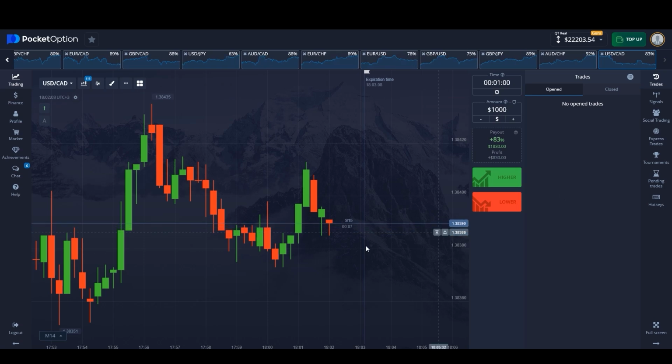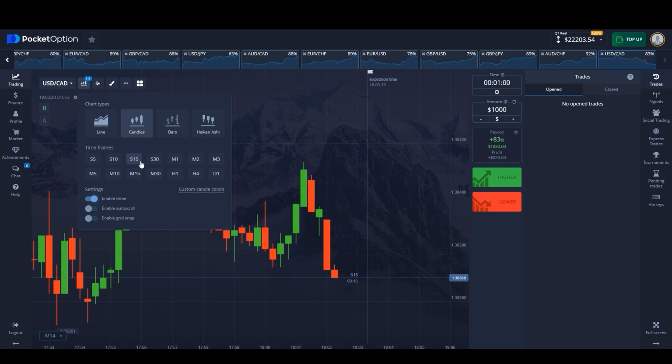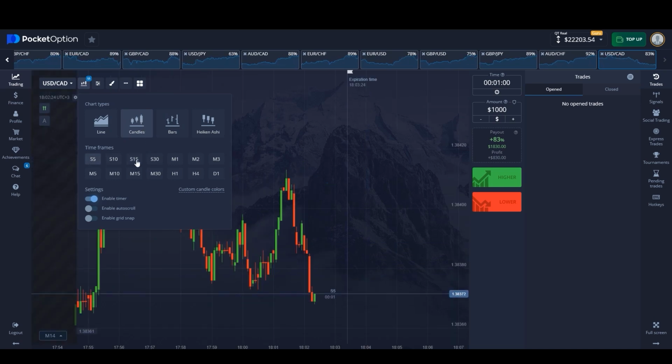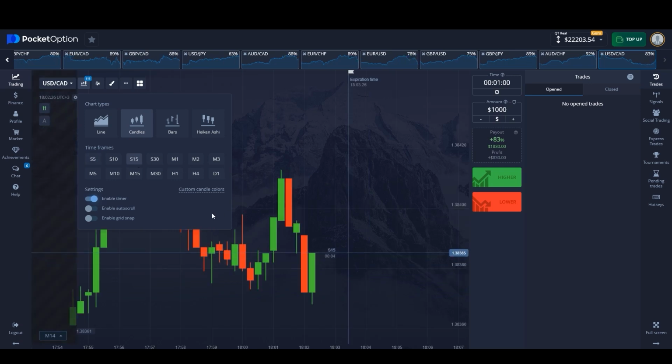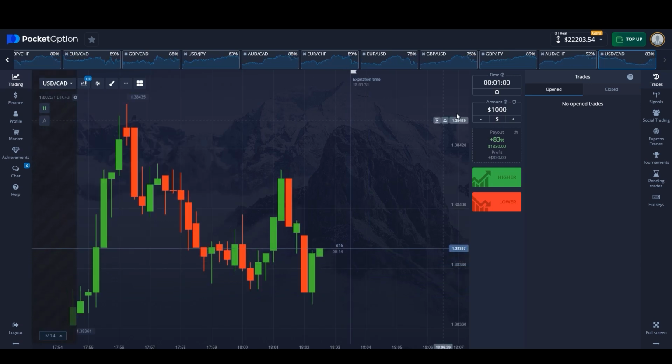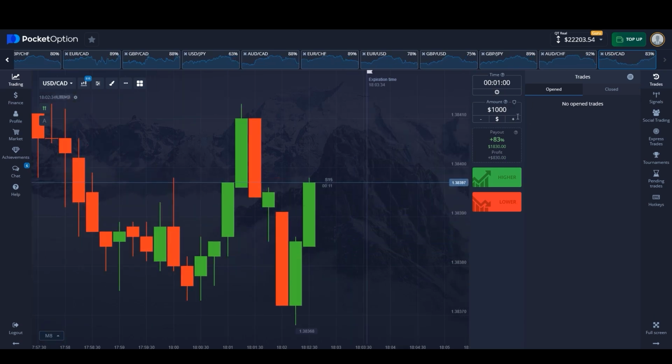When you have everything added, you can start trading. To do this, you need to customize the platform. The chart type you need to choose is candlesticks. Time frame either 15 seconds or 5 seconds. I advise you to start with 15-second candlesticks so that you have less garbage on the chart. And put your amount per trade. In my case, it will be $1,000 for one trade.